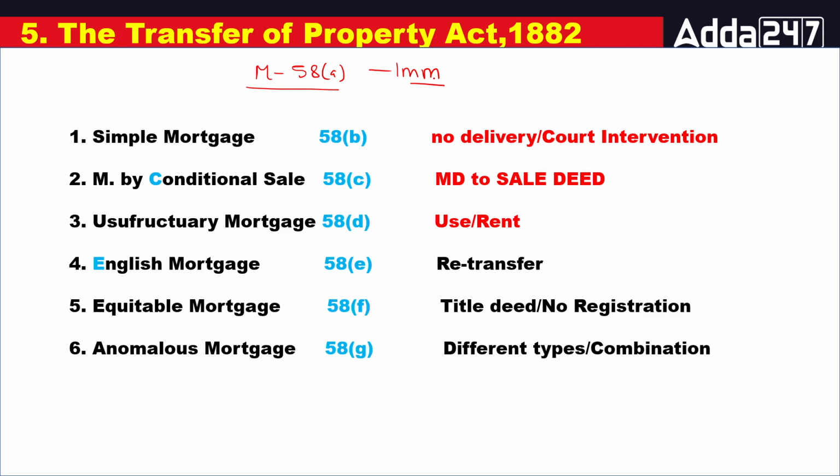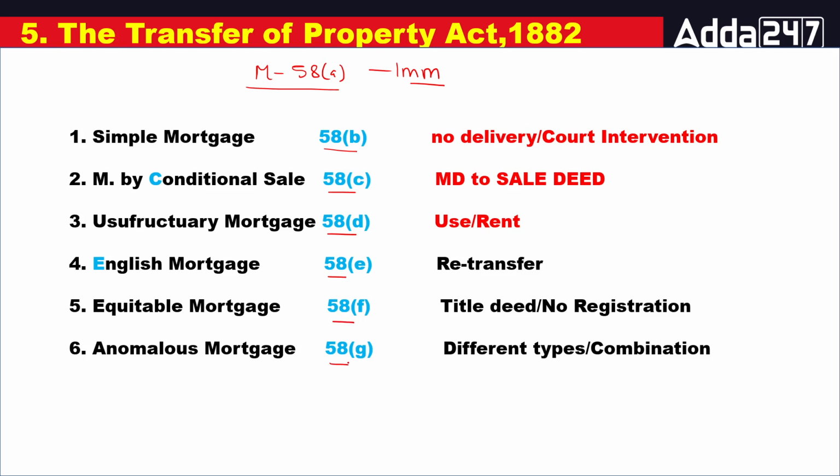First of all, you have to learn all the sections. Simple mortgage 58(b), mortgage by conditional sale 58(c), usufructuary mortgage 58(d), English mortgage 58(e), mortgage by deposit of title deeds, equitable mortgage 58(f), and anomalous mortgage 58(g).